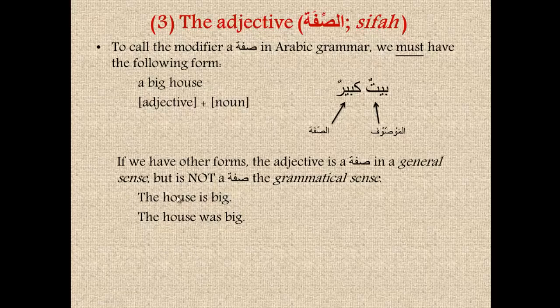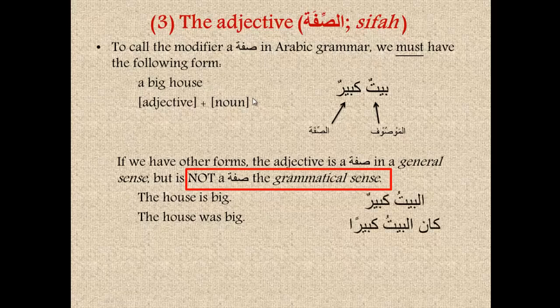Okay, consider these two forms. We have the house is big and the house was big. There's actually a difference between these two sentences and this phrase up here. We call big al-sifa in this case, but not in these two cases. And that's true because the Arabic equivalents of these two sentences are here. We have al-baytu kabirun, the house is big. وكان البيت كبيرا, the house was big.